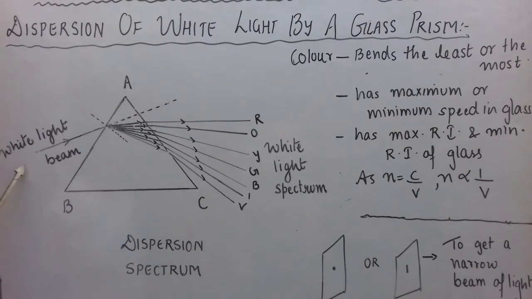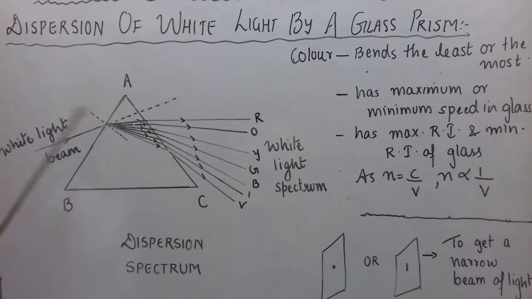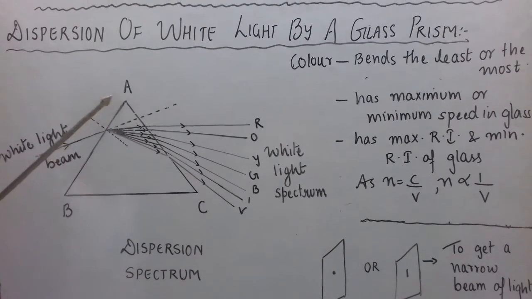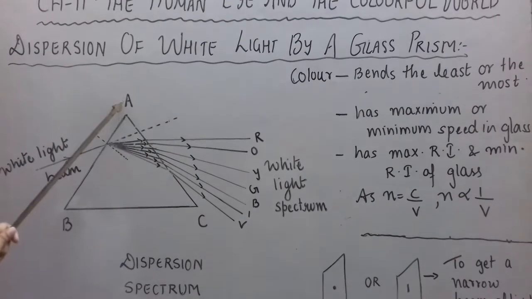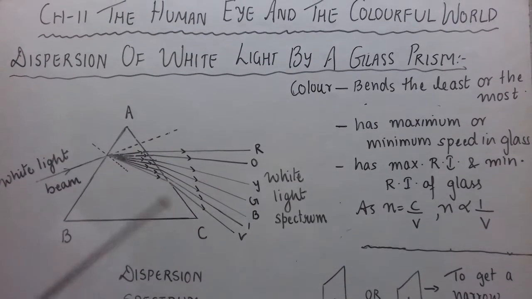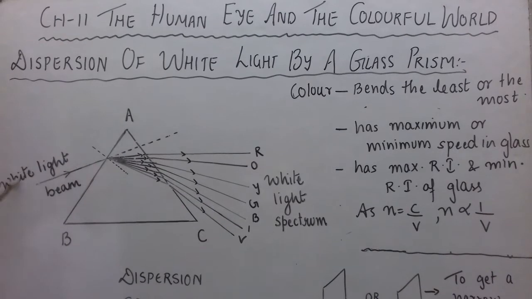So let us try to understand how the spectrum is formed. Okay, so let us consider the ray diagram here. So we have a prism here. This ABC is the cross section of the prism. I have a narrow beam of white light.